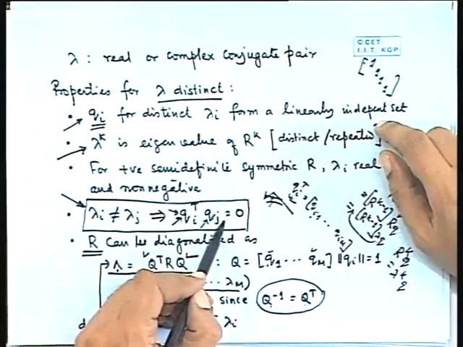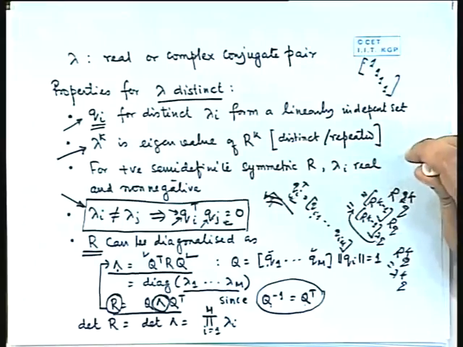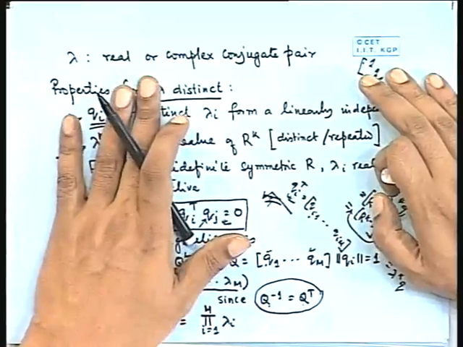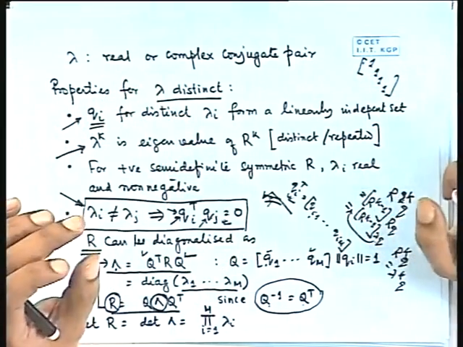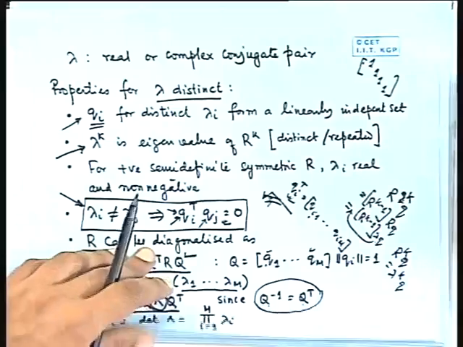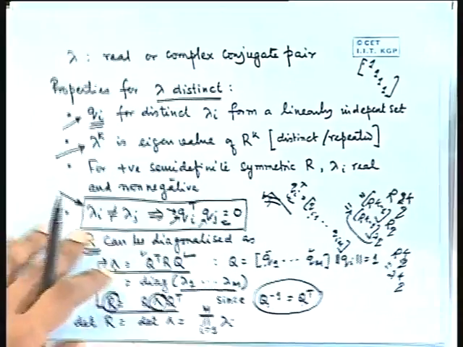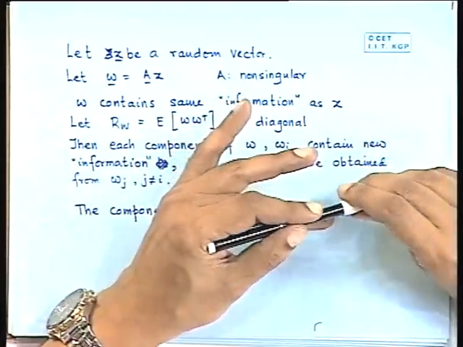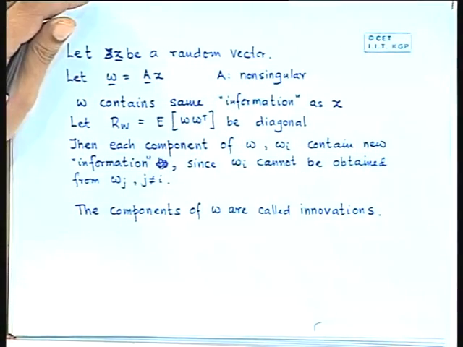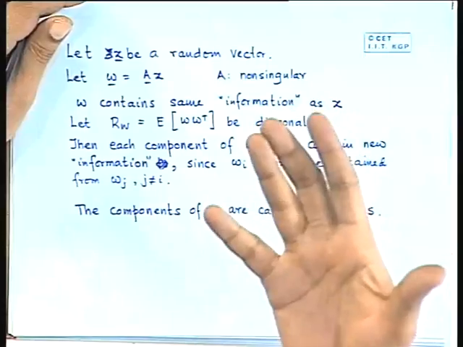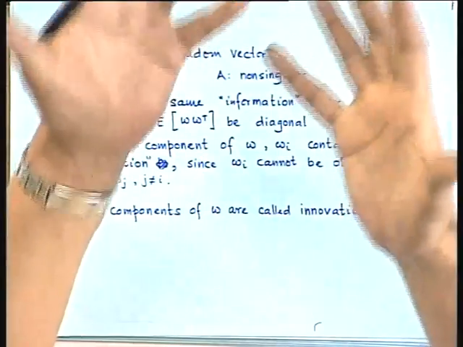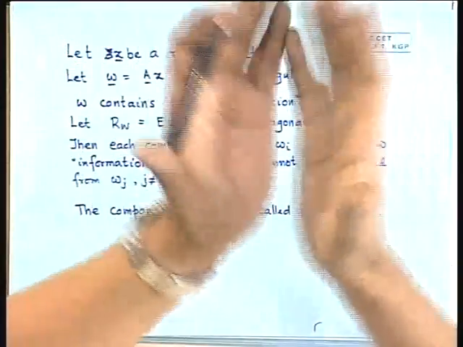This is the key property. So these are some of the properties of these eigenvectors which are very useful for us, and we will now use these properties to our advantage. First of all, let us try to understand what innovation is. In English, innovation means that you actually generate something new, something which was not existing.